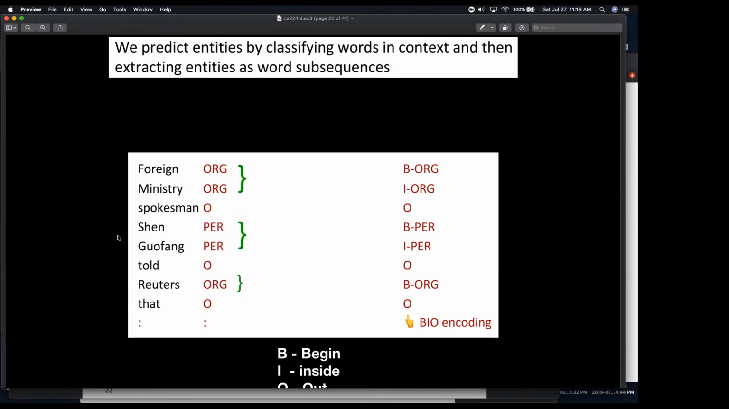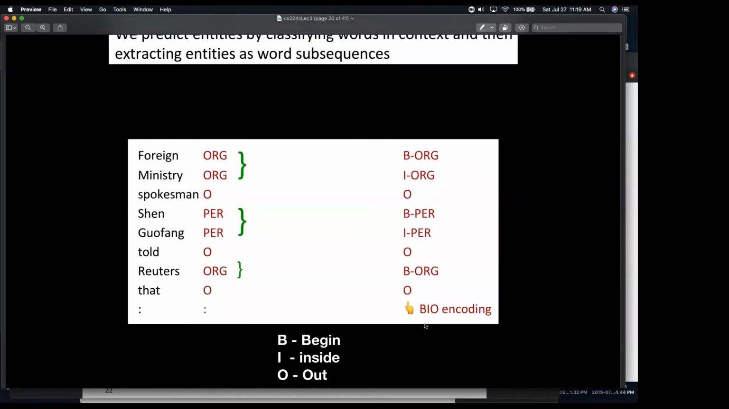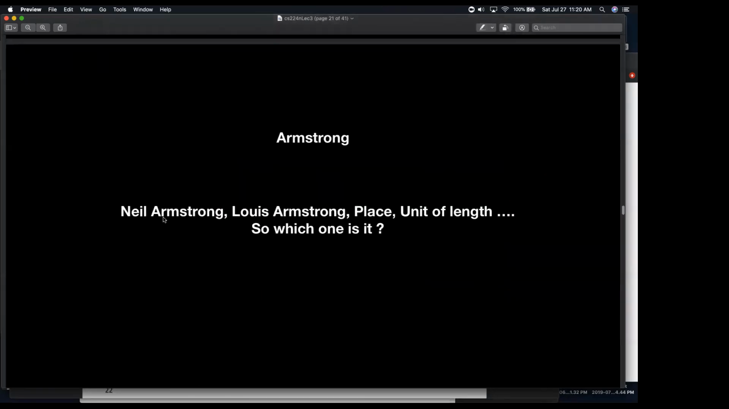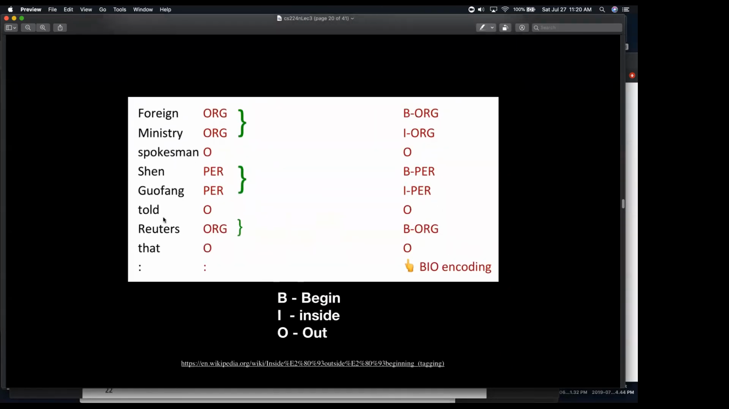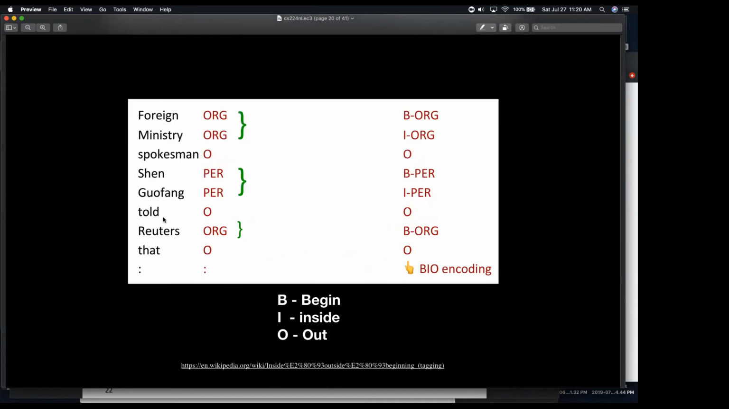So to take care of that, what they use is something called BIO encoding, or online I was seeing it's also called IOB. Basically, B is begin, I is inside, and O is outside. Let's think of a better example. Foreign service ministry. Yeah, exactly. If you have foreign service ministry, you would have B I I.